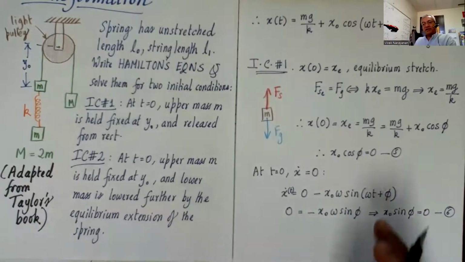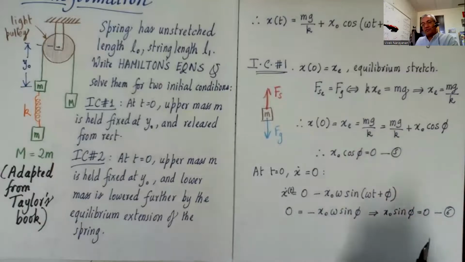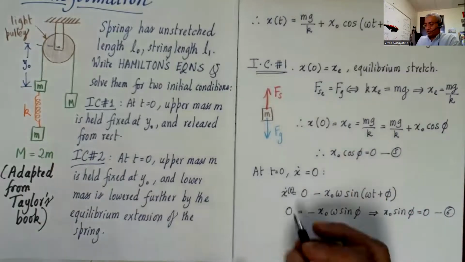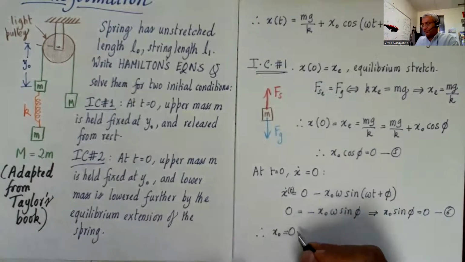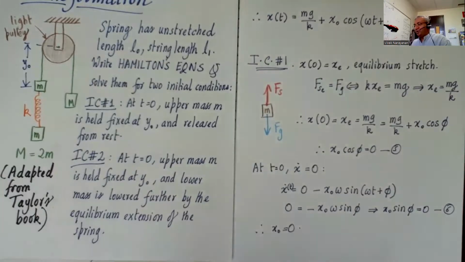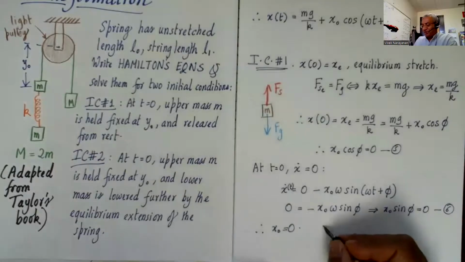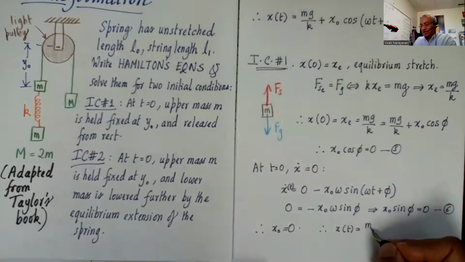The only way you can satisfy these 2 equations, because sine and cosine are generally different, is if x naught is equal to 0. Therefore, x naught is equal to 0. Now that's a pretty remarkable conclusion. If x naught is equal to 0, this means that x of t is just mg over k. There is absolutely no oscillation.